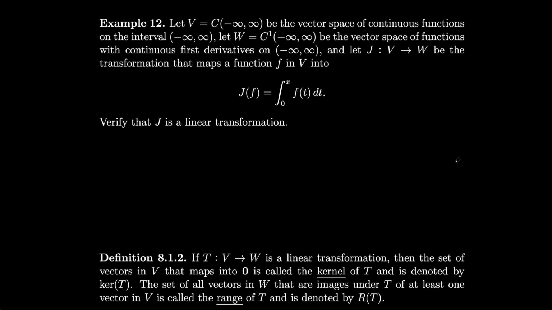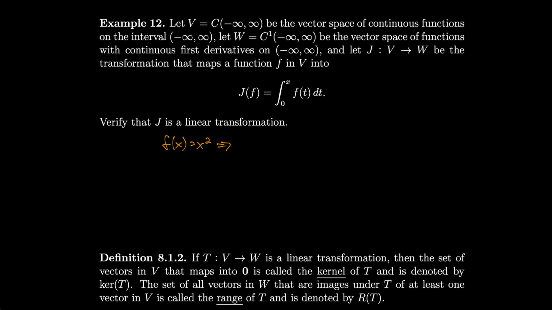How about we let V equal C(-∞, ∞) be the vector space of continuous functions on the interval minus infinity to infinity. Let W equal C1(-∞, ∞) be the vector space of functions with continuous first derivatives, and let J from V to W be the transformation that maps a function f into its integral. So J of f is the integral of f of t dt from 0 to x. Let's verify that J is a linear transformation. So first, let's just see what this is doing. How about an example function, f of x equals x squared?